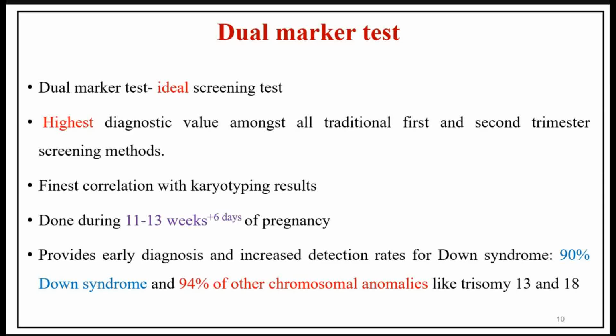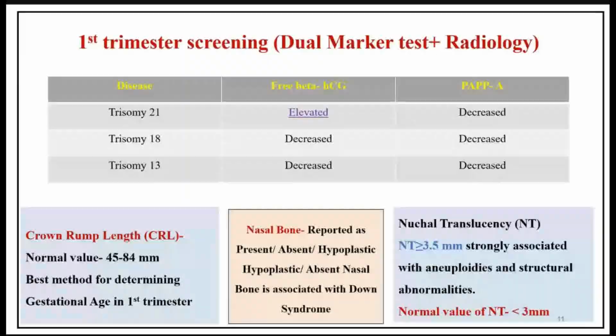And for Down syndrome, it is 90%, while for other chromosomal anomalies like trisomy 13 and 18, it is around 94%. Now, these are the tests that are included in dual marker plus radiology, that is combined first trimester screening. There are two biochemical markers and three radiological parameters. The two biochemical markers are free beta HCG and PAPP-A.